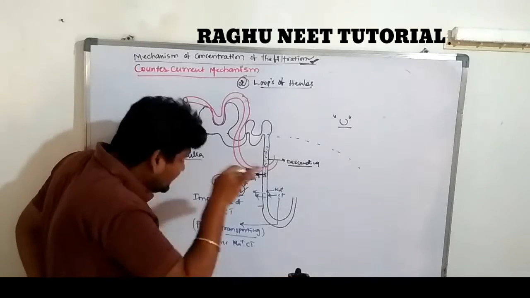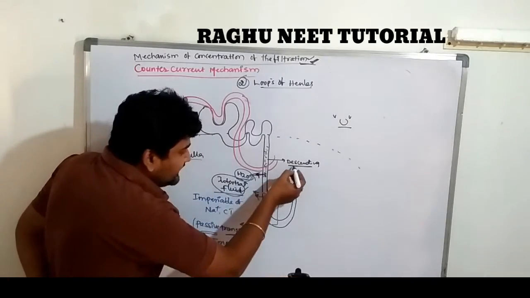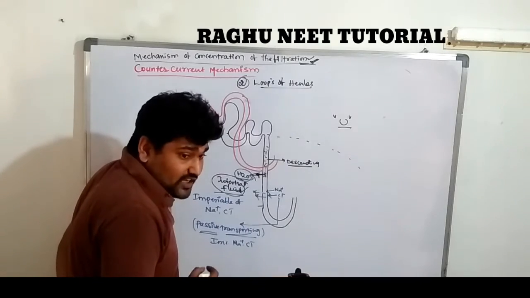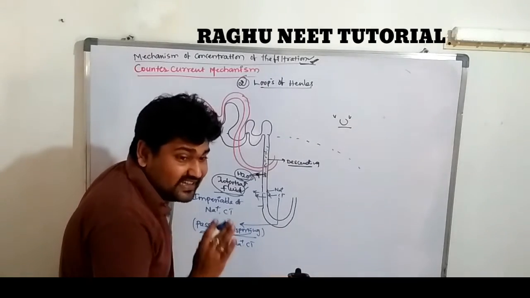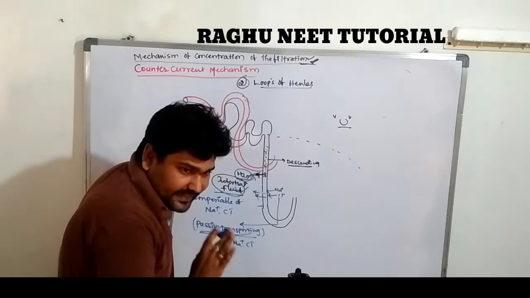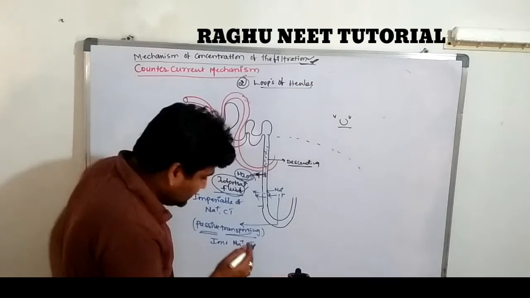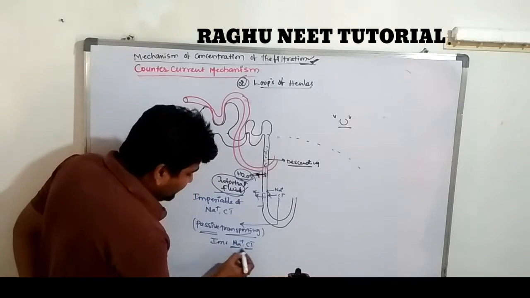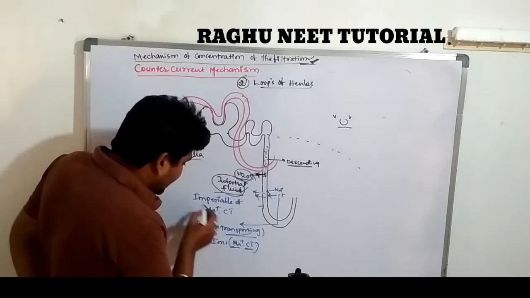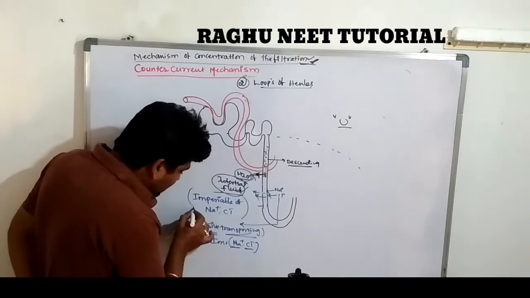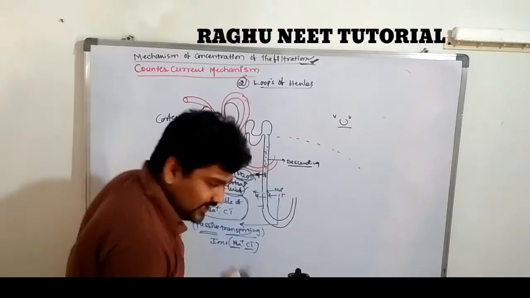Are you clear? In some cases, passive transport is also done by the descending limb. In passive transport, there is no expenditure of energy, and it is also permeable to sodium and chloride ions in some cases. But in most cases it is impermeable to sodium and chloride ions. Are you clear? Next one.